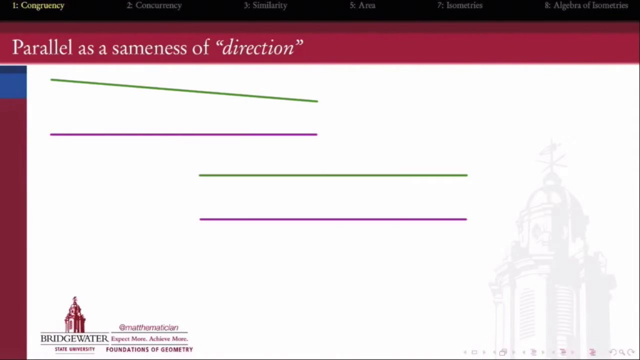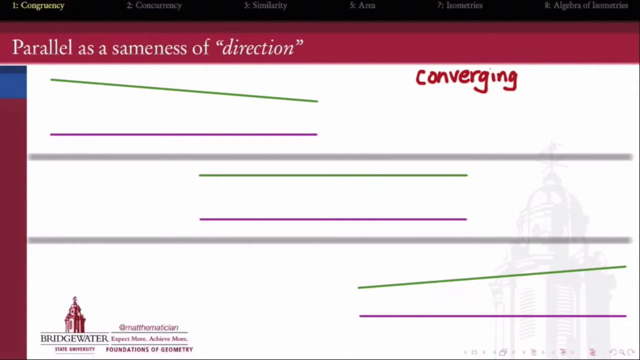First of all, since we're talking about congruence, which is a measurement of sameness, we're going to think of parallel lines as enjoying a sameness of direction. Parallel lines both go the same way, in a sense. But how do we make that notion more precise without having to use things like coordinates?